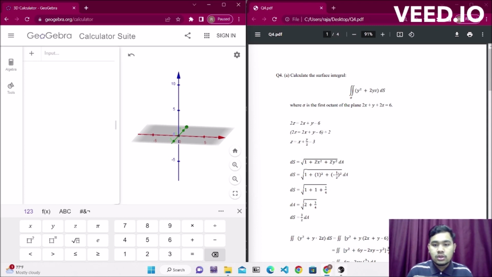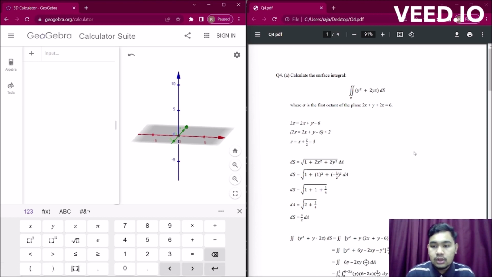Okay, next for question 4A. Calculate the surface integral, the double integral of sigma y square plus 2yz ds, where sigma is the first octant of the plane 2x plus y plus 2z equal to 6.